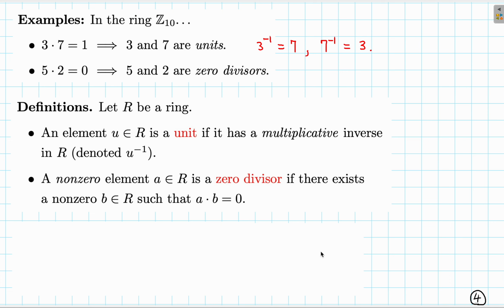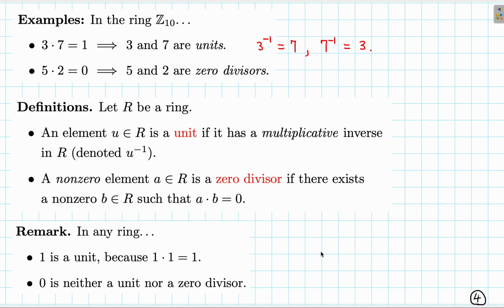Now here are some remarks about units and zero divisors. In any ring, the multiplicative identity element 1 is a unit because it's a self-inverse under multiplication, namely 1 times 1 equals 1. Moreover, the additive identity 0 is neither a unit nor a zero divisor. We know it's not a unit. 0 doesn't have a multiplicative inverse. And by definition, a zero divisor must be non-zero. So the 0 element does not qualify as a zero divisor. So 0 is neither a unit nor a zero divisor, and that's true in any ring.